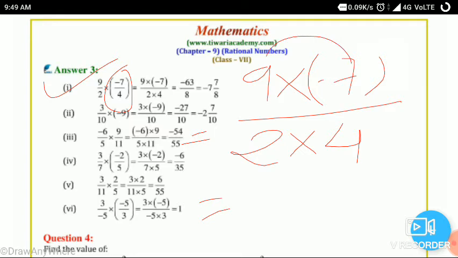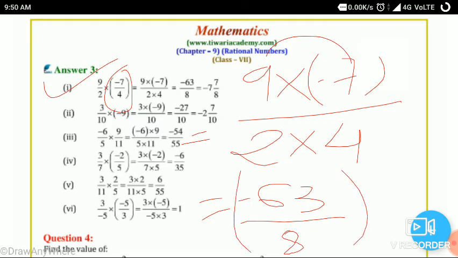Okay, so first upon we write here like this way, and after that next step is what? You just multiply 9 sevens are 63, and 9 positive, 7 negative, so plus multiply minus, which is minus. Okay, and in denominator 2 fours are 8, right? So minus 63 upon 8 is our answer. Okay, and if you want to convert these rational numbers into mixed fraction, you can.